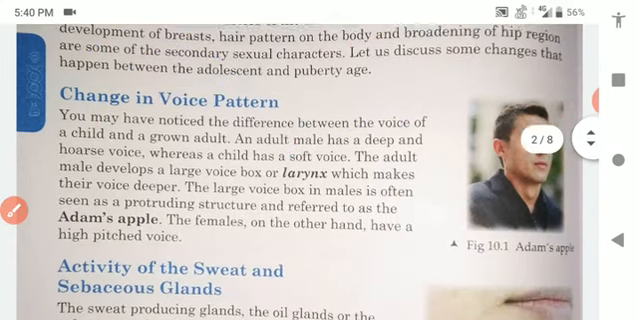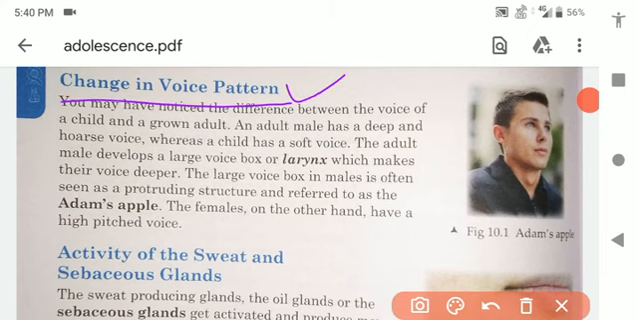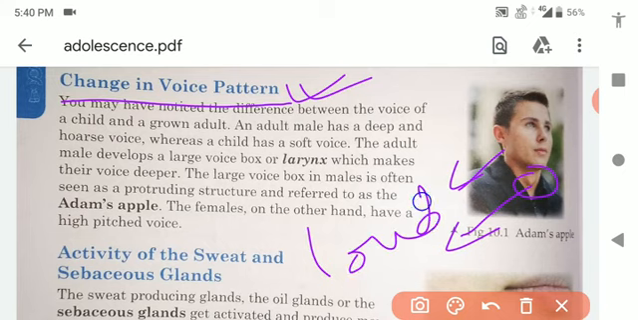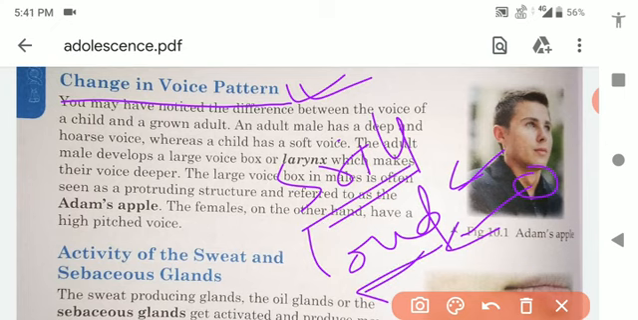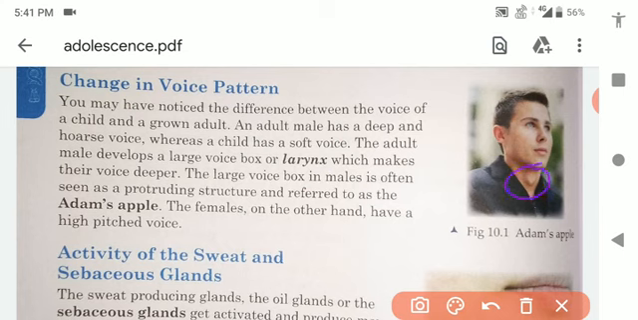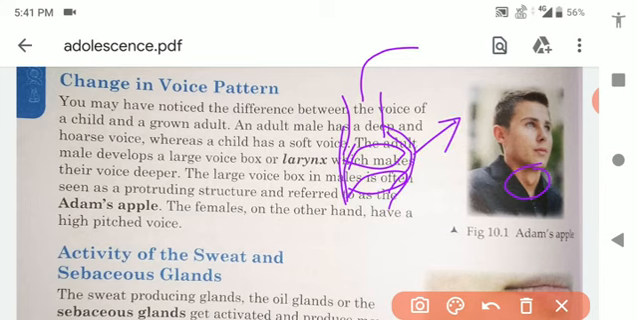Now I am going to make you learn about the change in voice pattern. You can observe yourself that your voice becomes hoarse, or you can say louder than before, isn't it? It happens mainly in the male, not in female, remember. So what is the reason why the sound becomes loud in the male, and in case of female it becomes shrill, means very sweet? What is the reason for the loudness and sweetness of the sound? In male, the larynx opens and becomes broadened, and due to the broadening, this makes the sound loud.